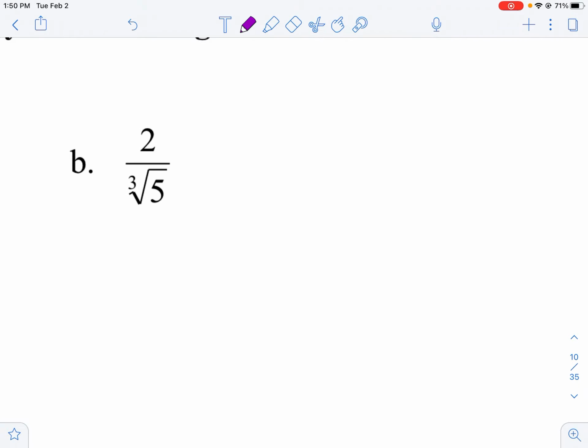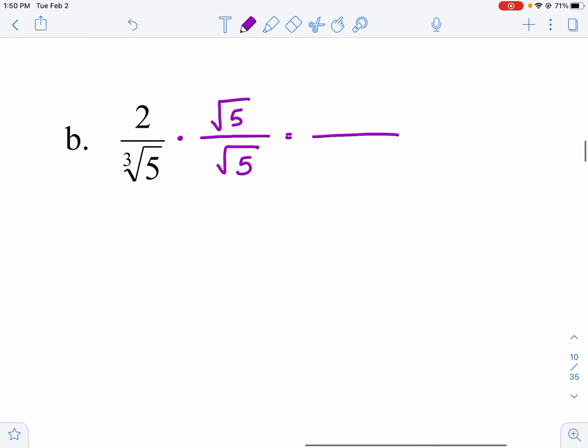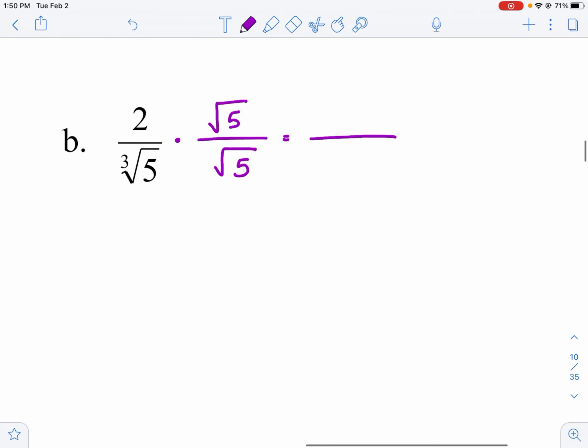We need to remember that for B, because for B, I see a radical, and this is what a lot of people want to do. They want to say, okay, I want to multiply by square root of 5, because they see a radical. But if I do this, look what happens in the denominator. I can't really multiply these two things together because they don't have the same index. So then people say, okay, I'm going to put a 3 here and a 3 there. Great, we're at least on the right track, but let's work this out.